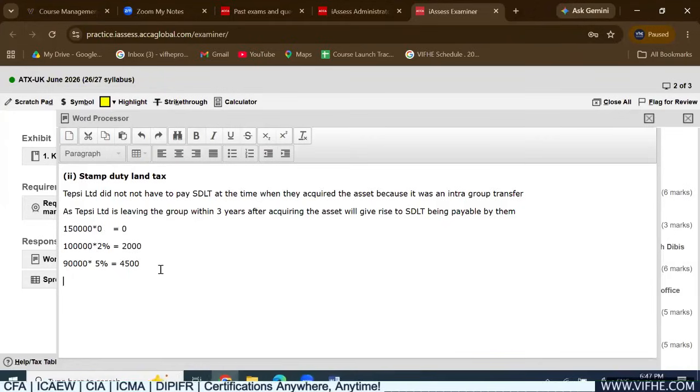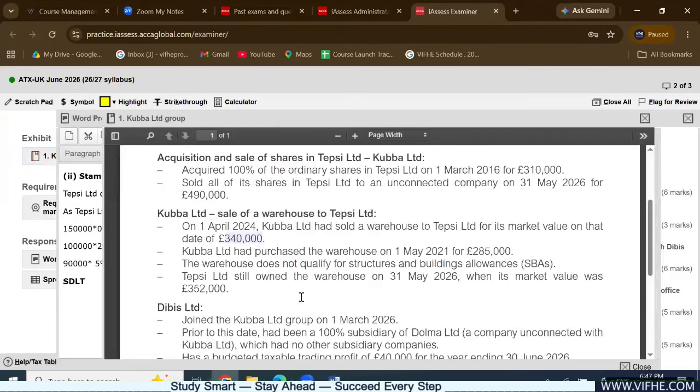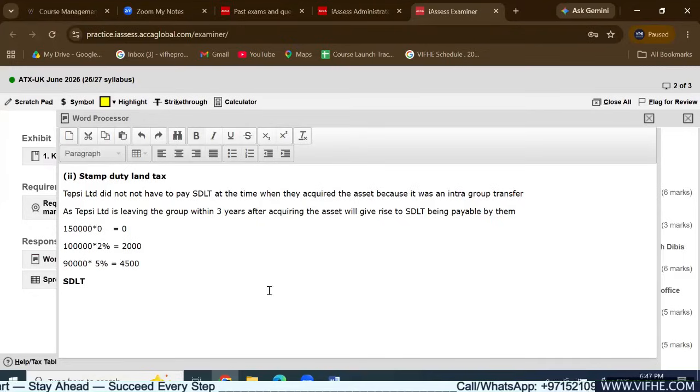So this is what the total SDLT is, which is now payable at the time when Pepsi Limited is leaving the group, which is 31st May 2026. I think I should mention this as well. Okay, could you please tell me the total amount? So it's very simple. It's 6,500, right?